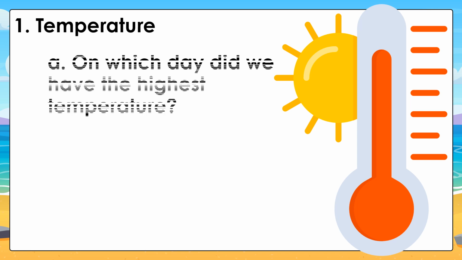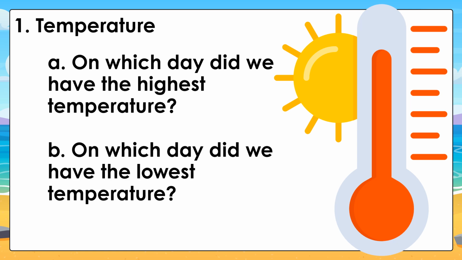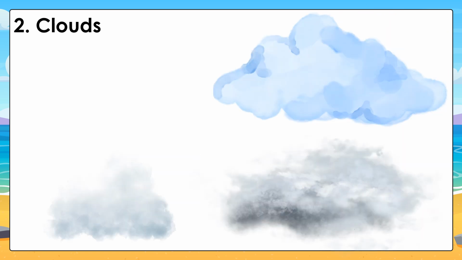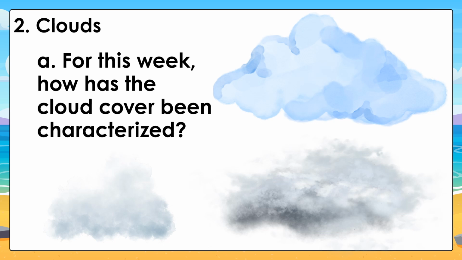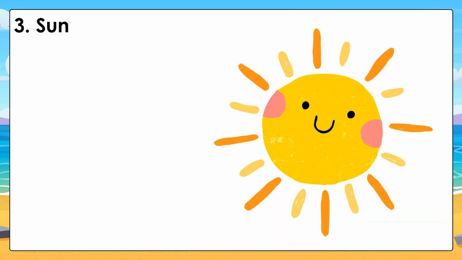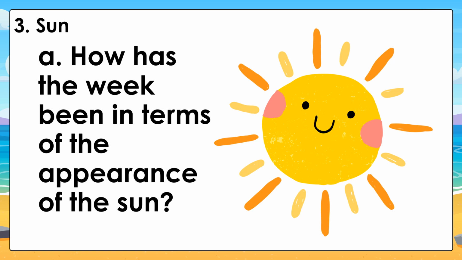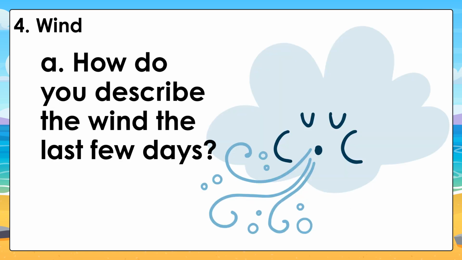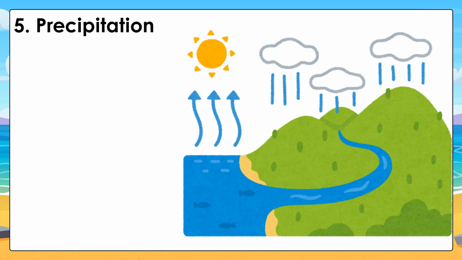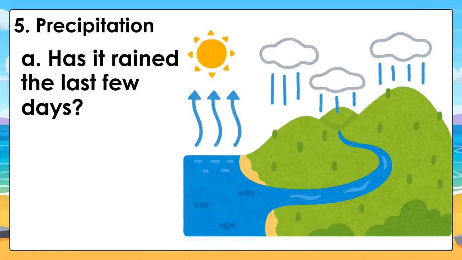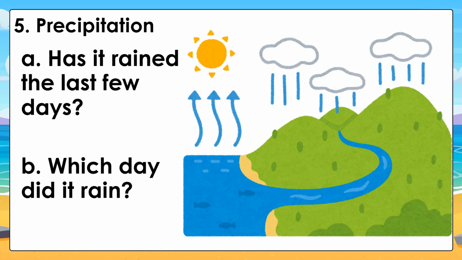Number 1, temperature. On which day did we have the highest temperature? On which day did we have the lowest temperature? Number 2, clouds. For this week, how has the cloud cover been characterized? Number 3, sun. How has the week been in terms of the appearance of the sun? Number 4, wind. How do you describe the wind the last few days? Number 5, precipitation. Has it rained the last few days? Which day did it rain?